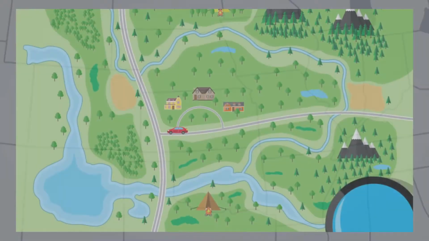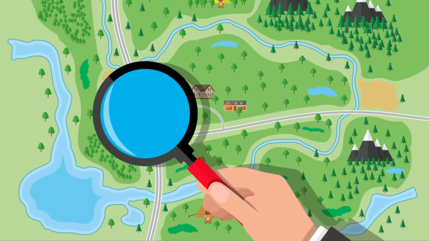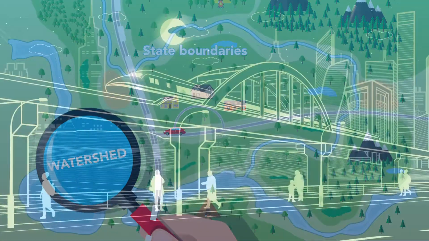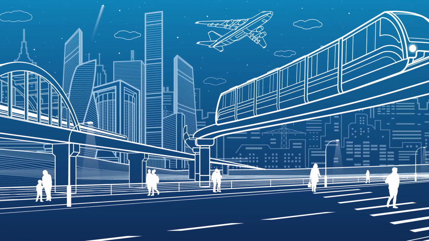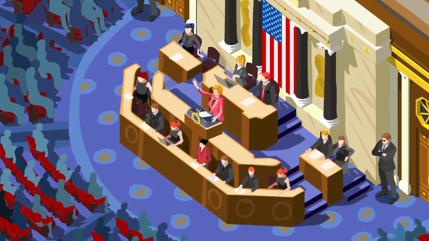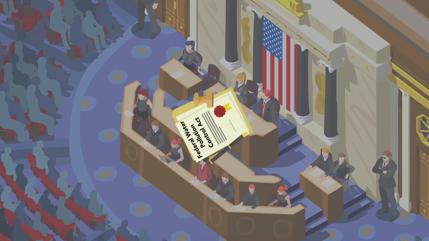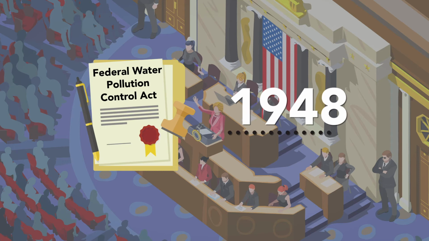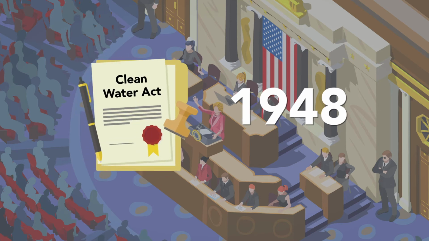Across the United States, lakes and rivers connect to form watersheds that span across state boundaries, and these waters are critical to our national infrastructure. Congress took early precautions to protect them with the first major water pollution prevention law, called the Federal Water Pollution Control Act, passed in 1948. The law became known as the Clean Water Act after Congress passed a major overhaul to the law in 1972.